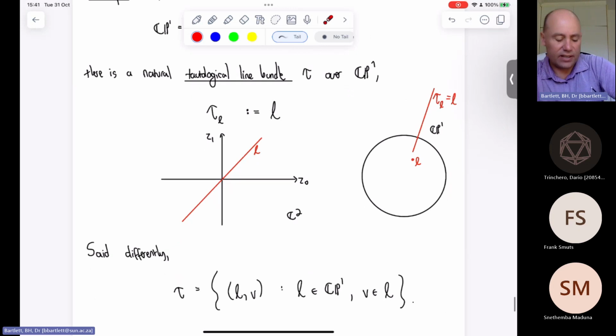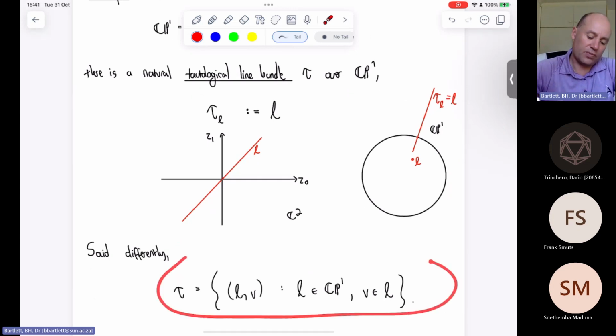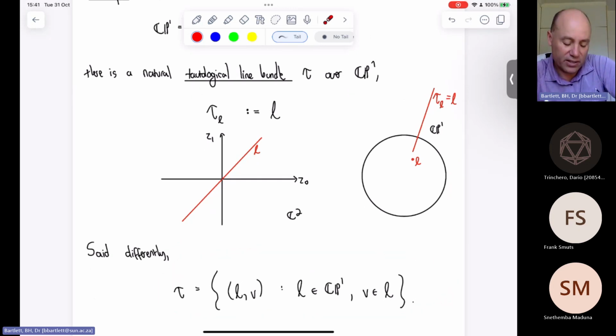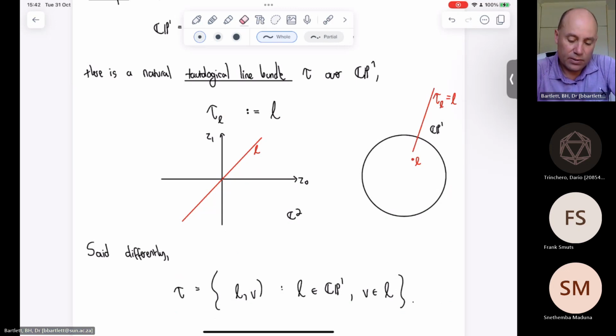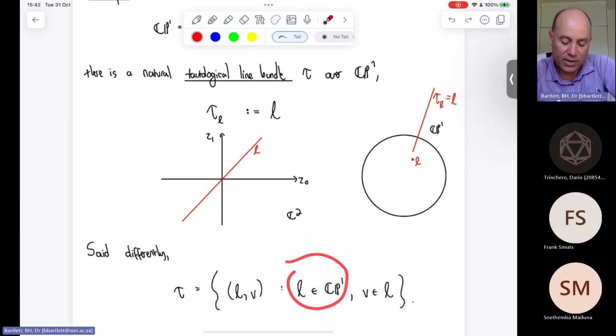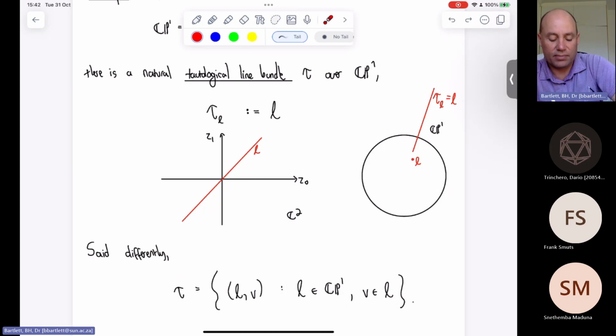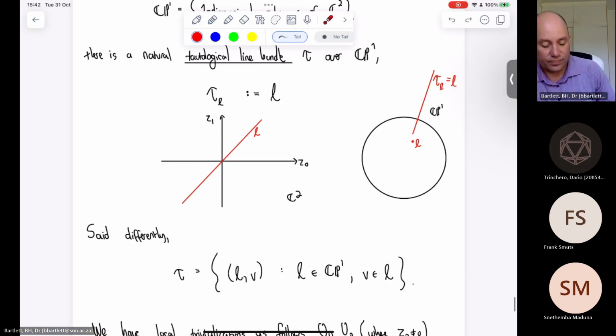So said differently, if you want to write down a more formal description of the tautological line bundle, it consists of pairs (L, V), where L is an element of CP1 and V is an element of L. Because L, being an element of CP1, means a one-dimensional subspace, so it makes sense to say that V is an element of L.